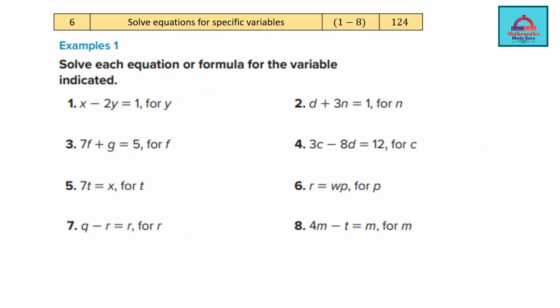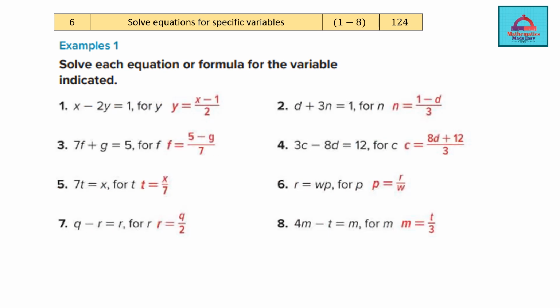Next is solve equations for specific variables, page 124. So for example, you have to solve for y. I will just explain the answer. For y, you will keep x at one place and move the y alone. When y is alone, you divide by 2, so y is (x minus 1) by 2.